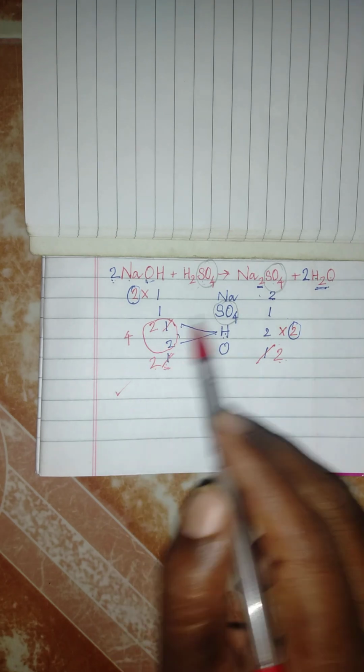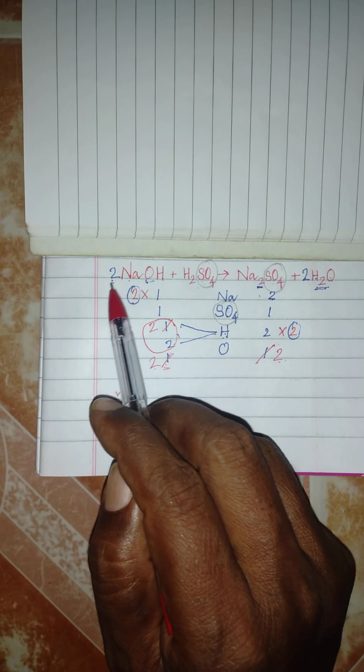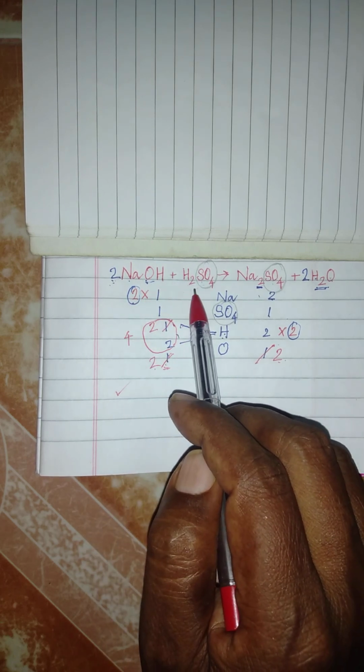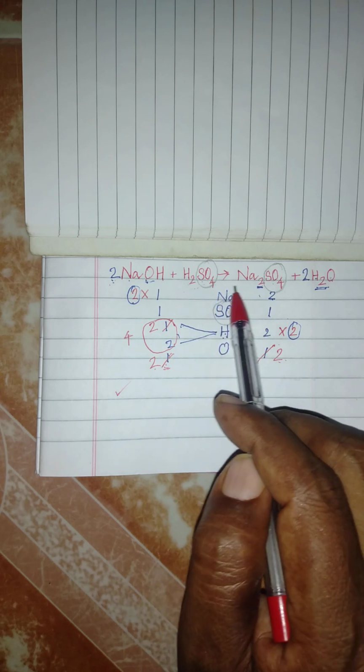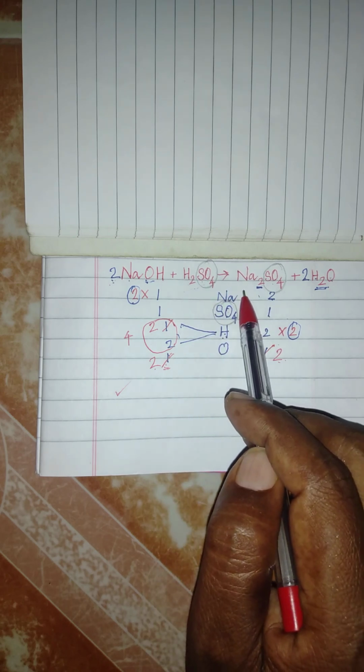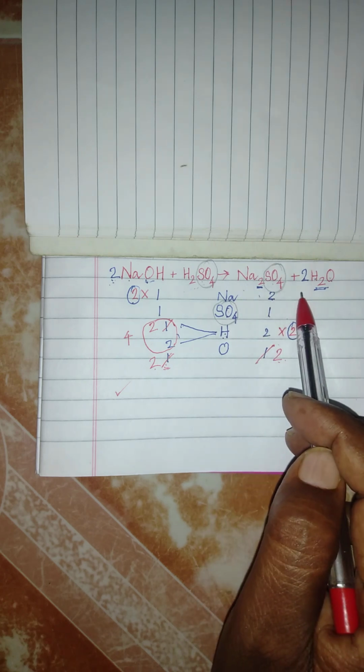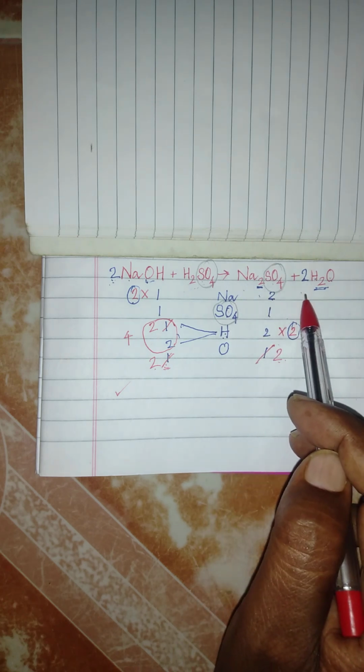So the balanced chemical equation is 2 moles of sodium hydroxide plus 1 mole of sulfuric acid. As a result, 1 mole of sodium sulphate and 2 moles of water are obtained.